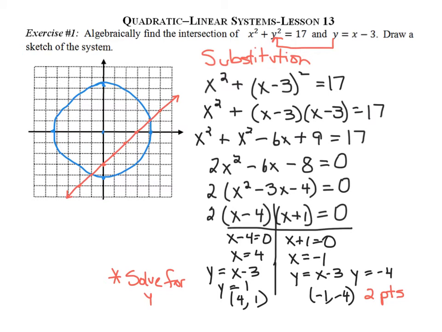Now we of course want to label our line with y equals x minus 3, label our circle with x squared plus y squared equals 17, and of course label our points of intersection. We found them algebraically. Here's (4, 1), and (-1, -4). But we also see that those answers make sense according to my graph.